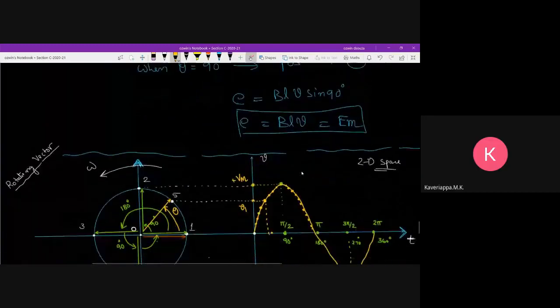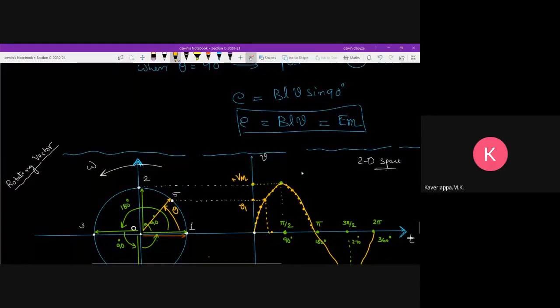Excuse me, sir. Yeah, tell me. Suppose if the EMF is induced across the conductor, won't the current flow through it and neutralize the EMF?